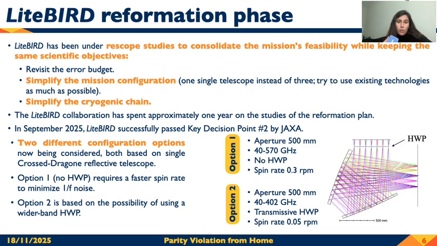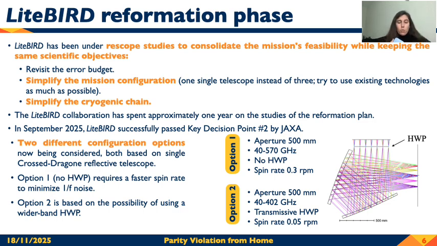So, as many of you may have heard, LiteBIRD underwent a reformulation phase this last year where we tried to consolidate the mission's feasibility while maintaining the same scientific goals. The main result of this reformulation study is that we now have 2 configurations that can achieve the same scientific requirements, but with a simpler configuration. Now these 2 new configurations have just one telescope with a reflective crossed-Dragone optics instead of the 3 telescopes that we had in the original design.